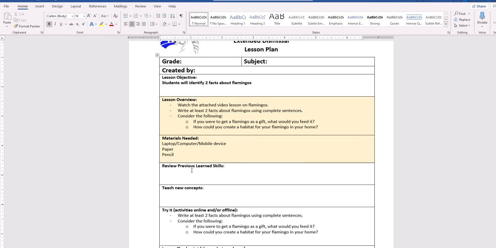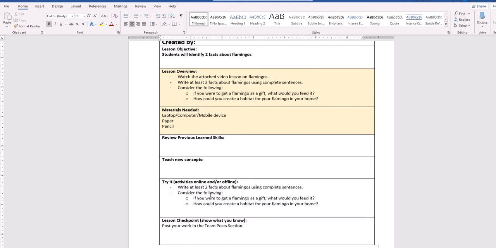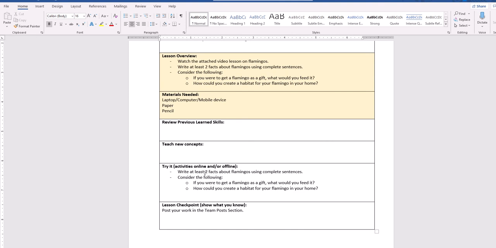Okay, review previous learned skills, teach new concepts, try it. Here's a place to put activities, whether they're online or offline. And then lesson checkpoint. This is going to be just some sort of assessment that you can gather.